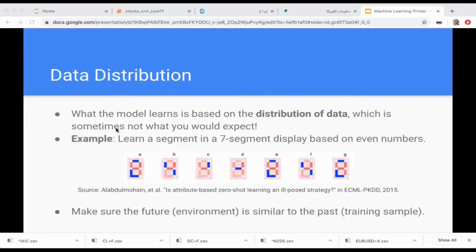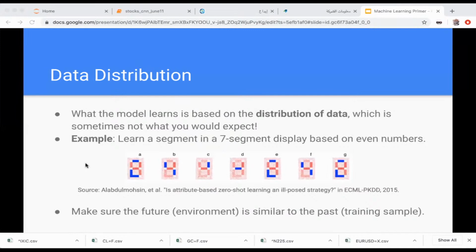The reason why this happens is that it depends on the distribution of the data. If I'm always showing the model even numbers, whenever segment A is true, these 2 segments will also be true. So the model cannot distinguish between them. It will just learn that all of these 3 together form segment A. And this depends on the distribution of the data that you have. So you should keep the distribution of the data in mind.